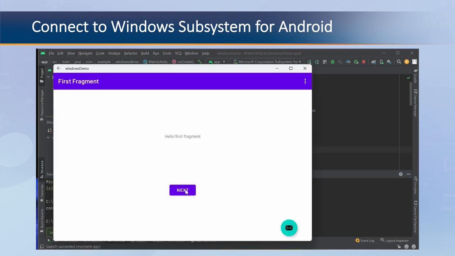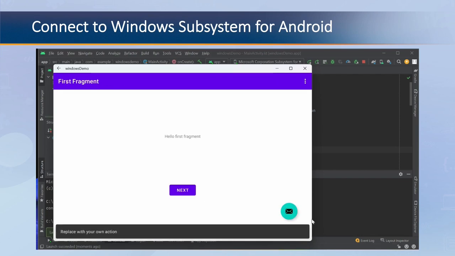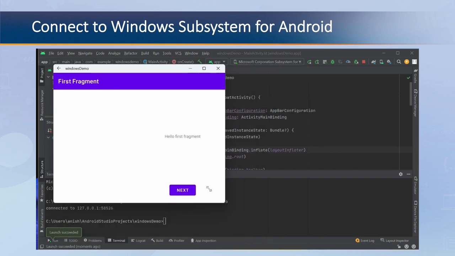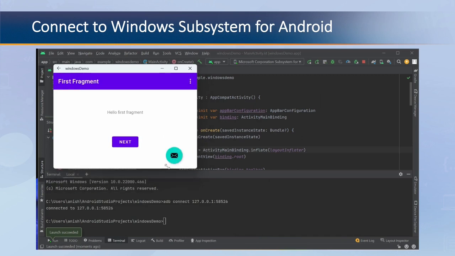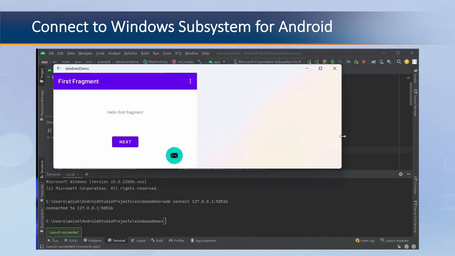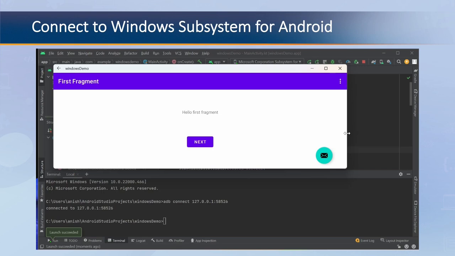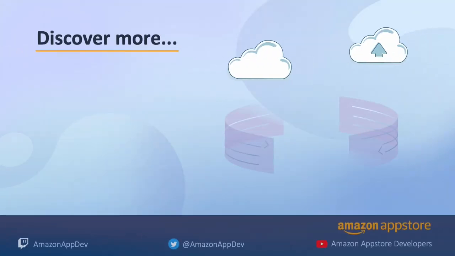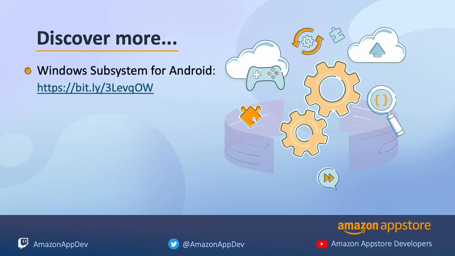When I run it after connecting through ADB to the Windows Subsystem, you can see it running as an app on my Windows 11 PC. This is just a small demonstration of how easy it is to quickly test your Android app on Windows 11. I hope you're as excited about this as we are here at Amazon.